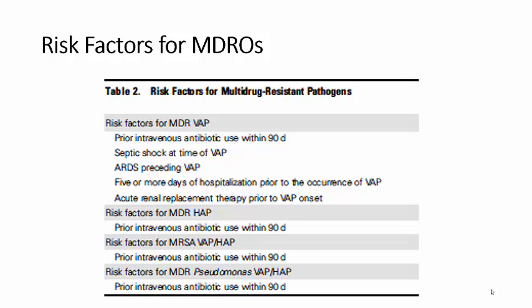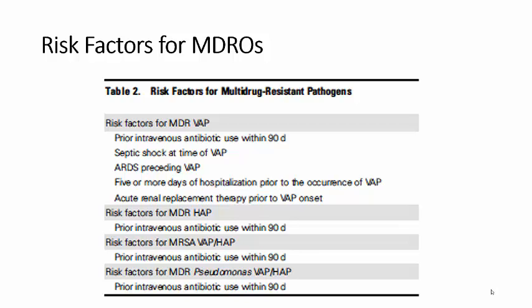So risk factors for MDR VAP would be prior intravenous antibiotic use, septic shock at the time of VAP, ARDS preceding VAP, five or more hospitalizations prior to occurrence of VAP, and acute renal replacement therapy. For MDR HAP, prior intravenous antibiotic use. For MRSA, prior intravenous antibiotic use. For Pseudomonas, prior intravenous antibiotic use. So prior intravenous antibiotic use plays a significant role in determining risk of MDR.